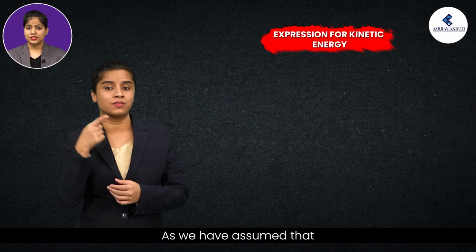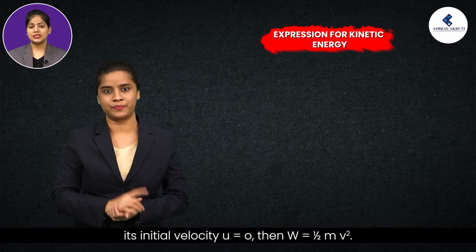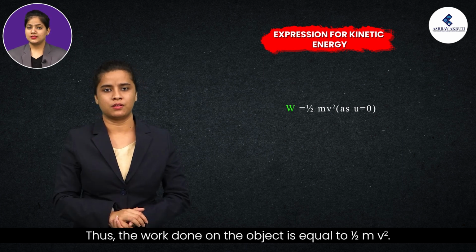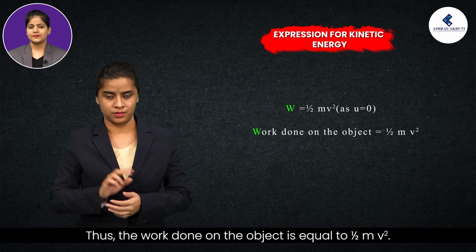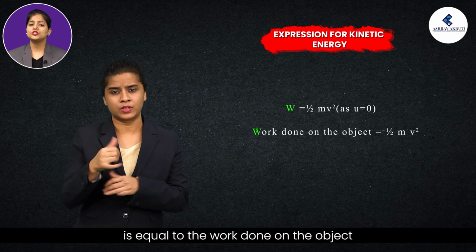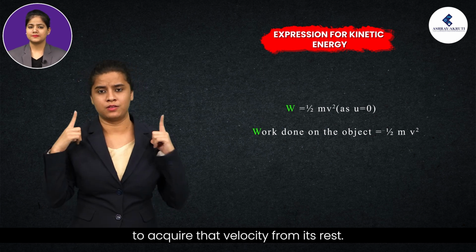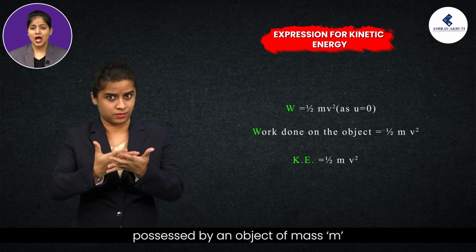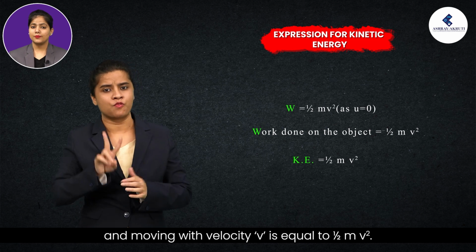As we have assumed that when an object is at rest, its initial velocity u is equal to 0, then W is equal to 1 by 2 m v square. Thus, the work done on the object is equal to 1 by 2 m v square. We know that the kinetic energy of a body moving with a certain velocity is equal to the work done on the object to acquire that velocity from rest. Thus, the kinetic energy KE possessed by an object of mass m and moving with velocity v is equal to 1 by 2 m v square.